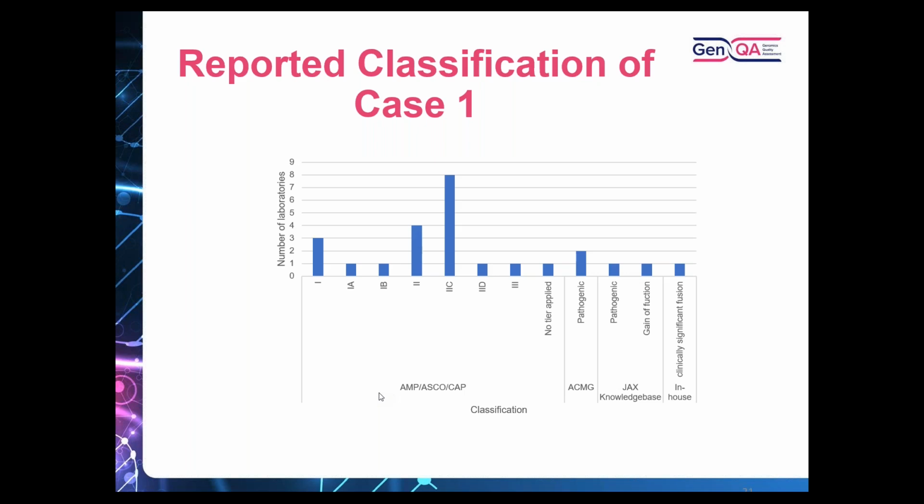And as there isn't approved therapy in this case, we didn't think that constituted a serious clinical implication. One laboratory reported that they wouldn't apply a tier to this case because the therapy wasn't appropriate. And as you can see, there are a number of laboratories who also use different classification systems, including the ACMG. 2 laboratories looked at the JAX knowledge base and reported the results from there. And then one laboratory used their in-house classification system.